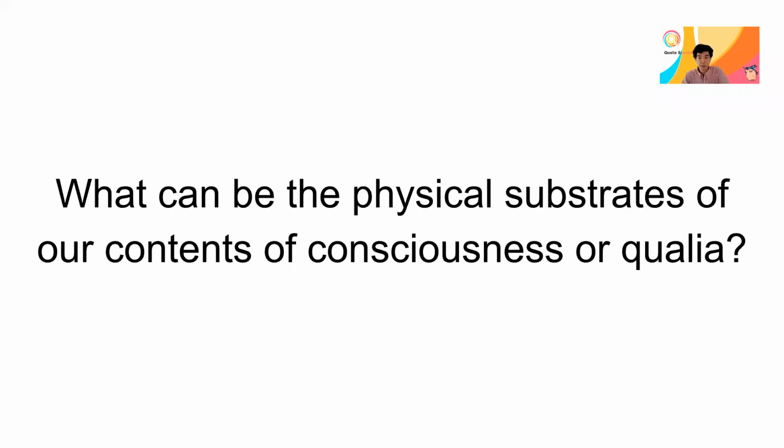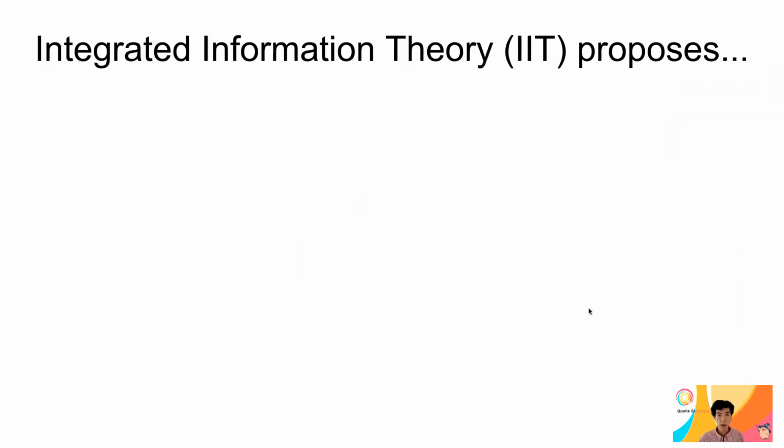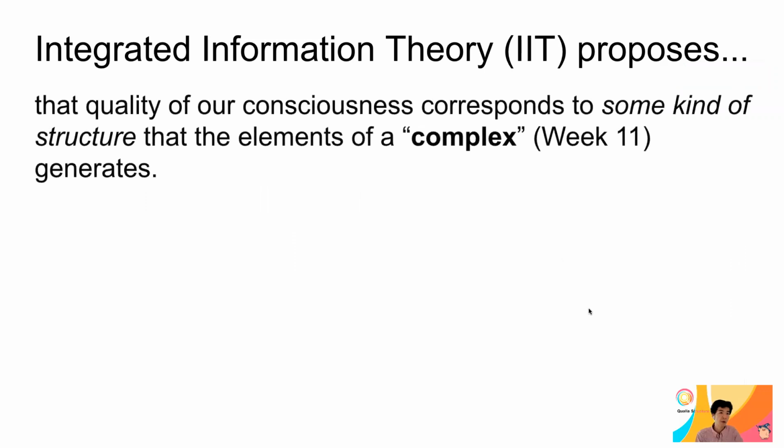What can be the physical substrates of our contents of consciousness, or qualia? Integrated information theory proposes that the quality of our consciousness corresponds to some kind of structure that I'm going to discuss, that the elements of a complex, which I introduced in the week 11 lecture, generates. To be more specific, it is the maximally irreducible conceptual structure of the complex. But you don't need to understand that for now.